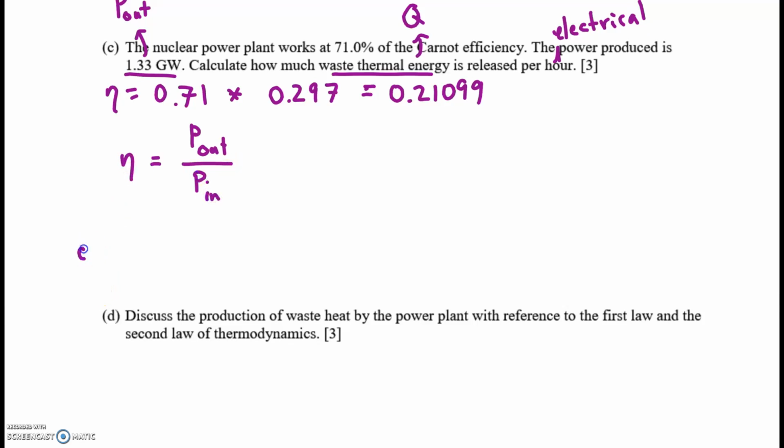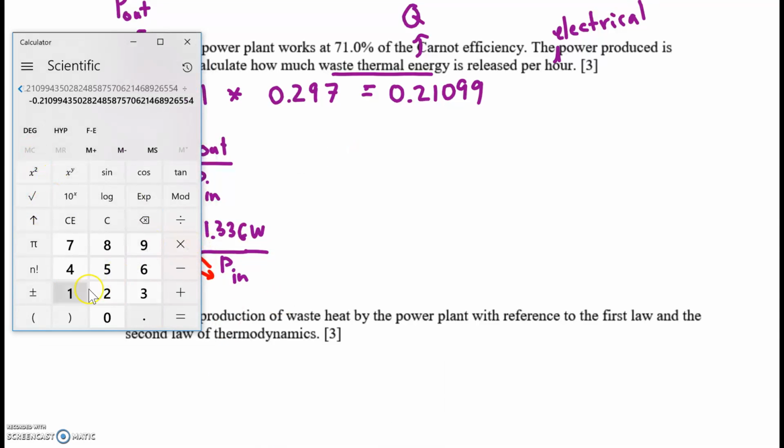All right, I plug in my value, 0.21099. I do know the power output. That's the 1.33 gigawatts. The input I need, so I can take a difference. I multiply both sides by Pn, and then I divide both sides by the 0.21099.